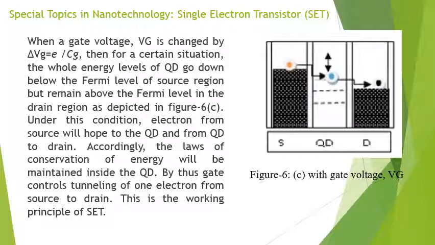Right. So what is the flow of the electrons? It is from source to quantum dot and quantum dot to drain. Why? Because it is from higher potential to lower potential. Then accordingly the law of conservation of energy will be maintained inside the quantum dot. So it is clear that the gate controls tunneling of one electron from source to drain. So this is the working principle of a single electron transistor.